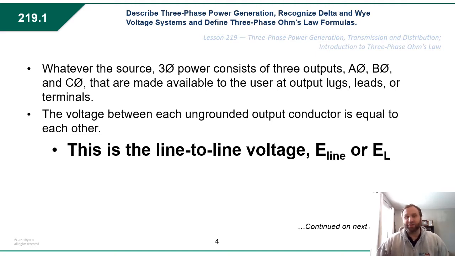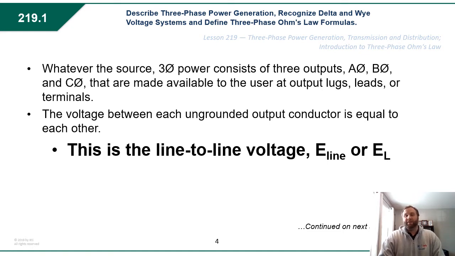So whatever the source, three-phase power consists of three outputs. You cannot have a three-phase circuit without three ungrounded conductors. Keep that in mind. I'm going to repeat it for those who are in the back. You cannot have a three-phase circuit without three ungrounded conductors. If you have less than three ungrounded conductors, you have a single-phase circuit. It does not matter whether or not it's coming from a three-phase panelboard or not. Three ungrounded conductors are required for it to be three-phase. Anything less would be considered single-phase.